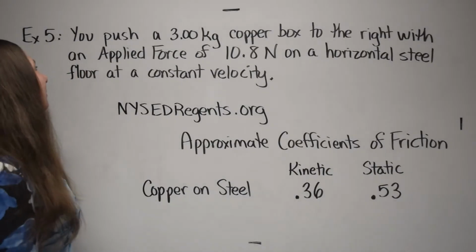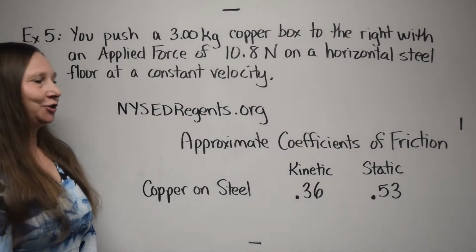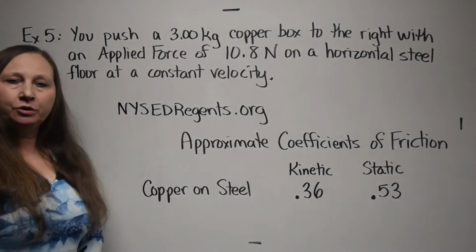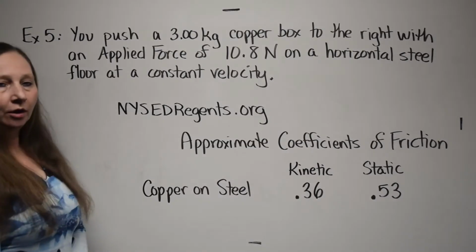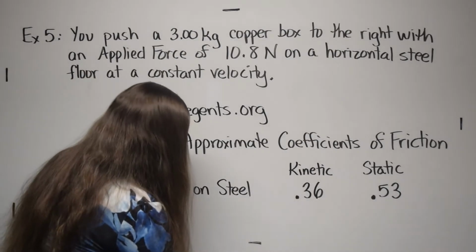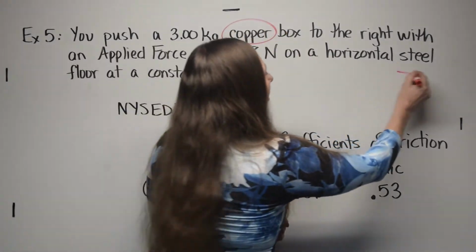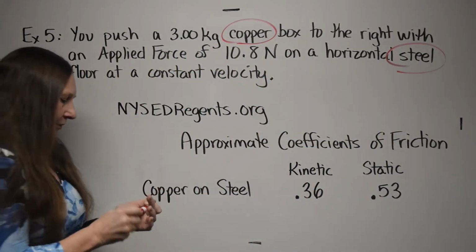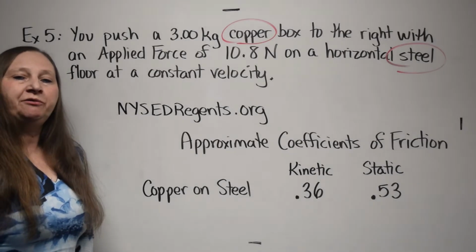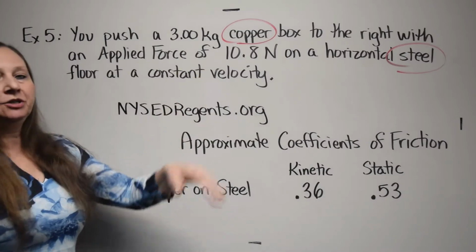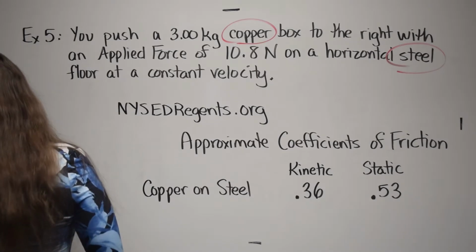In this last problem, problem number 5, we are pushing a 3 kilogram copper box to the right with an applied force of 10.8 newtons on a horizontal steel floor at a constant velocity. Now, right away, I want you to notice that it is a copper box on a steel floor. Now, you might recognize that it's very easy to look up the coefficient of friction between copper and steel. When you see words like copper and steel, you immediately think of this chart.